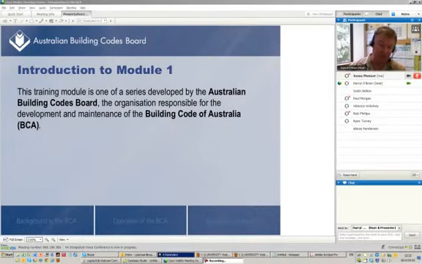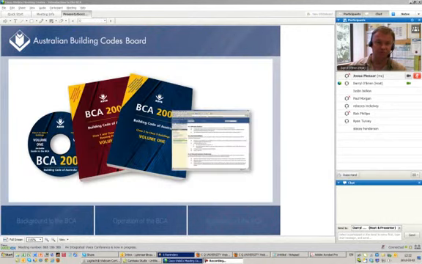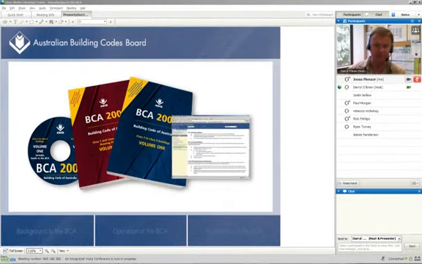Because it now has plumbing and drainage in there as well. So it's an overall code for all development. And for those that aren't aware, you can get it in hard copy that you can see there. Volume 2 is the housing provisions, it's maroon. Volume 1 is blue, and that's Class 2 to 9s.